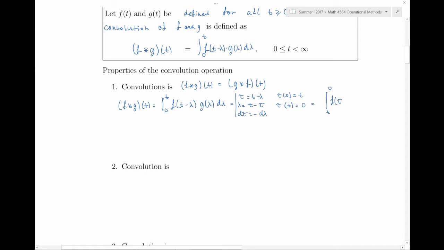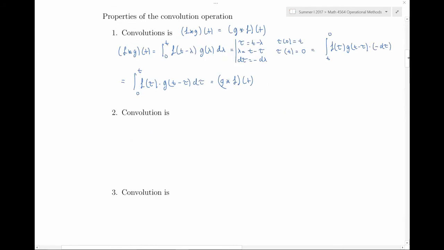of f of tau g of t minus tau times minus d tau, which changes the integral while flipping the limits of integration and introducing another minus sign. It becomes 0 to t f of tau times g of t minus tau d tau, which is exactly the convolution of g with f.